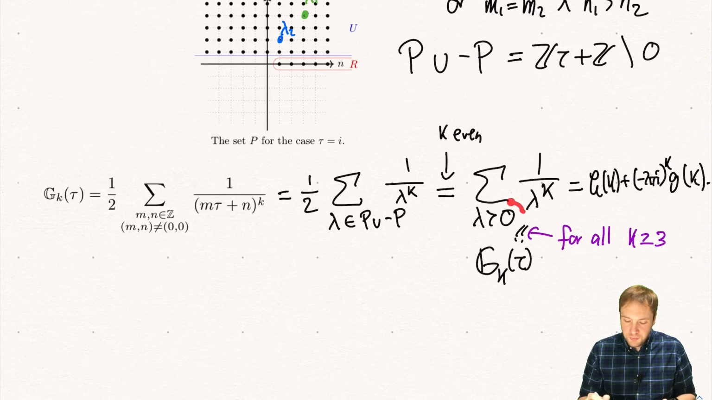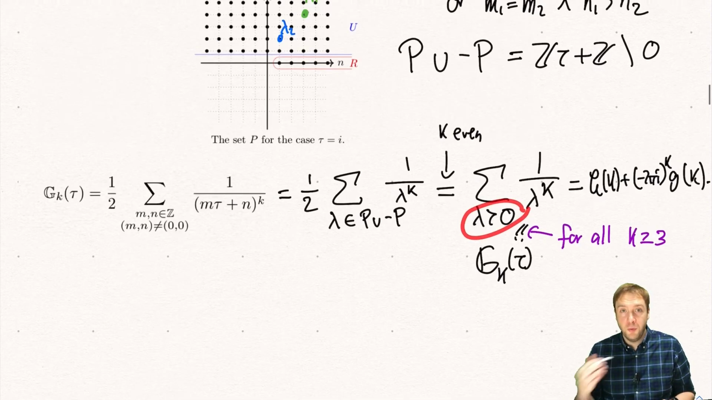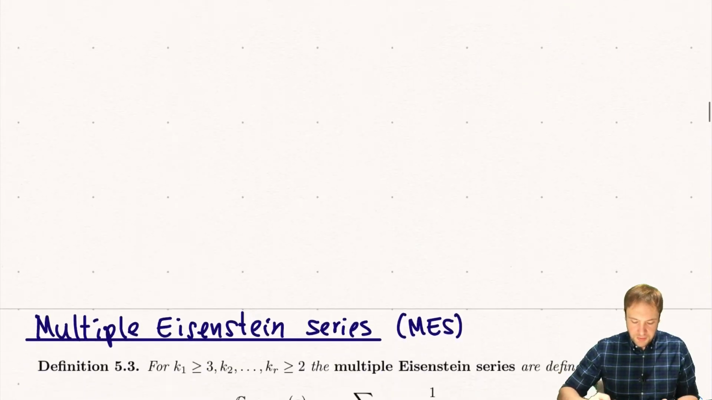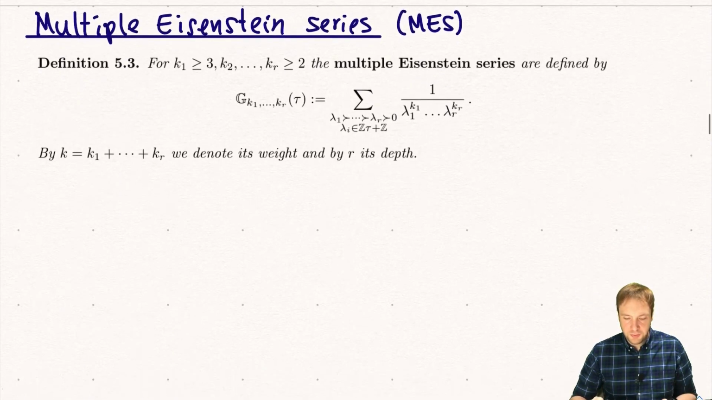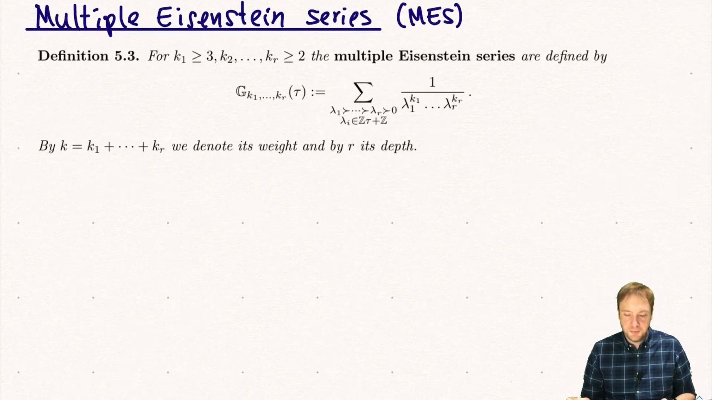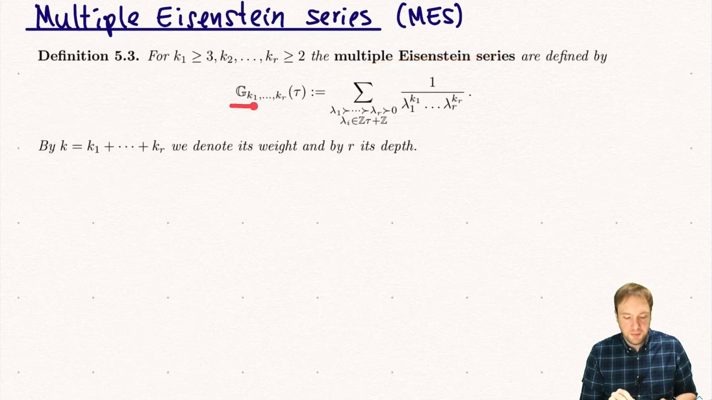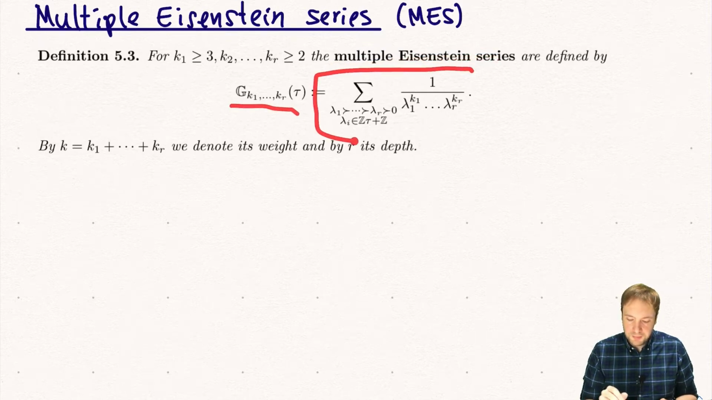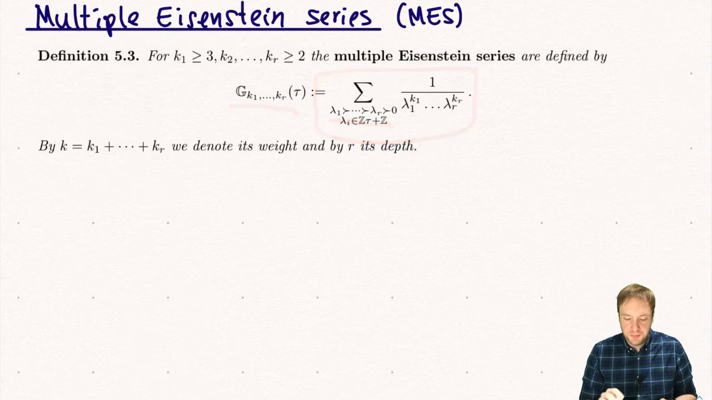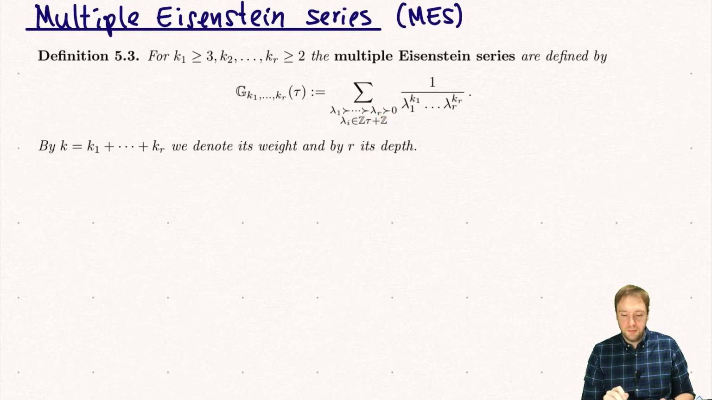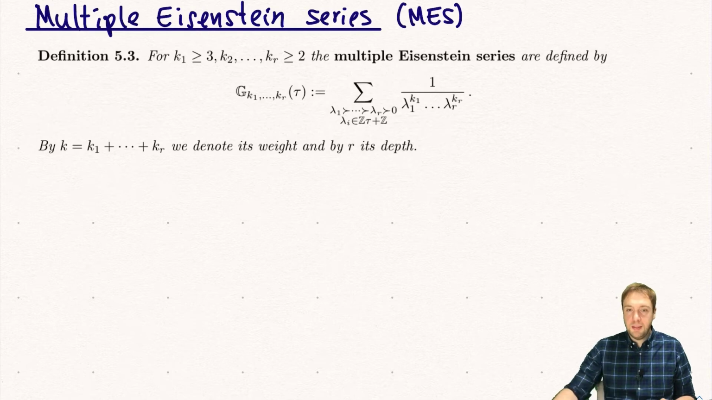But using this, it's clear now how we can define the multiple version of these guys. And this is the following definition. These are now our main objects here. So the multiple Eisenstein series are defined for k1 greater or equal to 3 and k2 up to kr greater or equal to 2, for convergence reasons. Then we define the multiple Eisenstein series Gk1 up to kr as the sum over all ordered lattice points lambda 1 up to lambda r, where these lambda i's are in the lattice Z tau plus Z, of 1 over lambda 1 to the k1 up to lambda r to the kr.